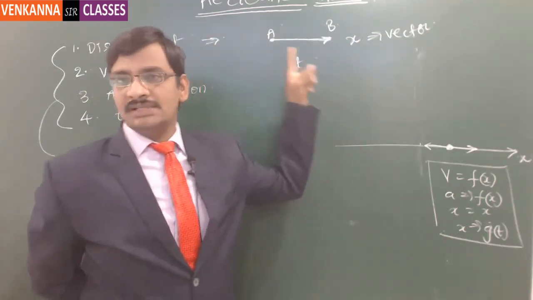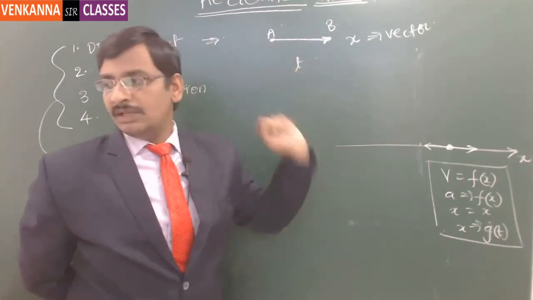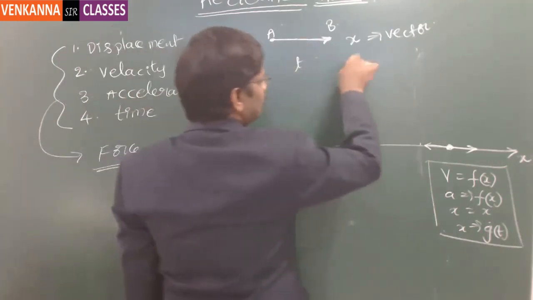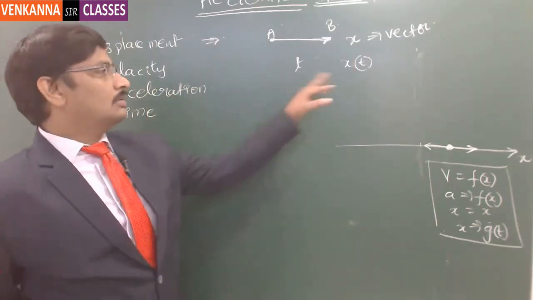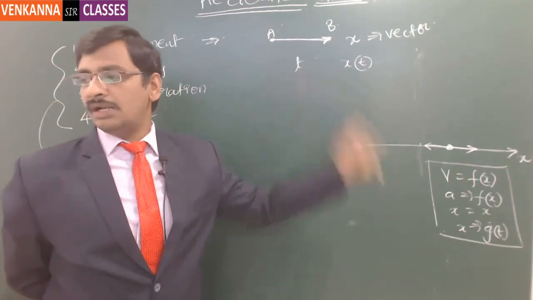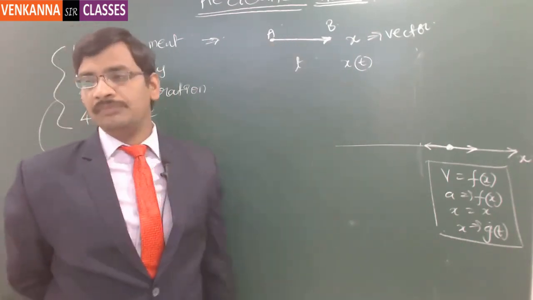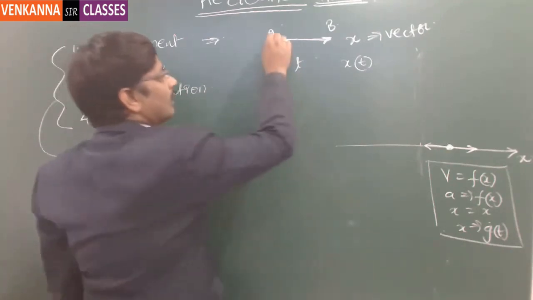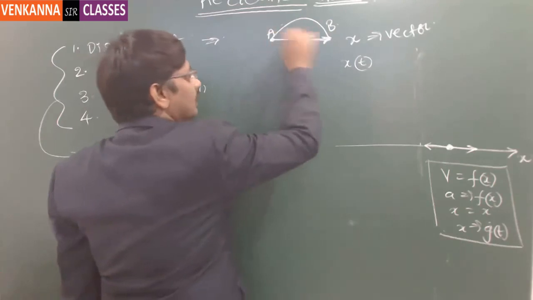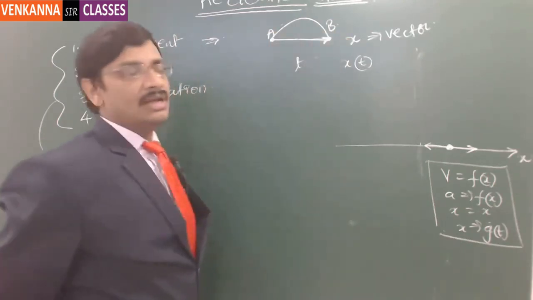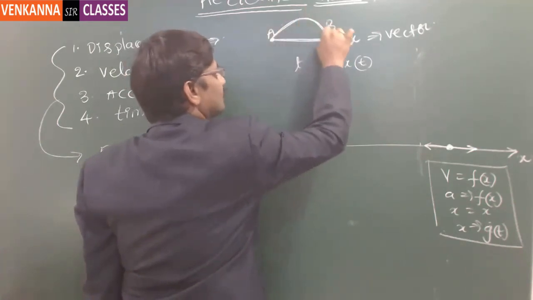Now this x displacement happened from point A to point B within a time of t. That means x should be a function of time. So x and t are interrelated with respect to the displacement from point A to point B, right? The car can travel in this direction also, but from point A to point B we treat that as the displacement, and this other path is what we call the distance.